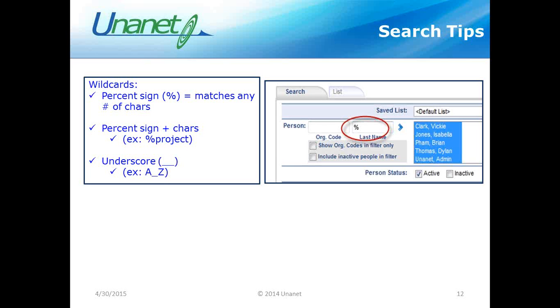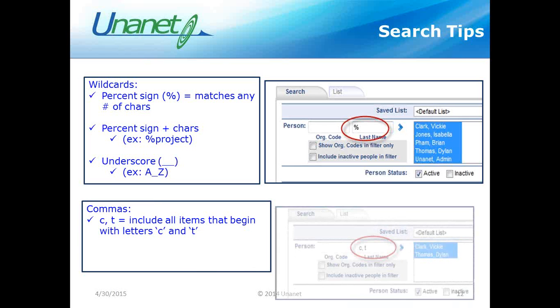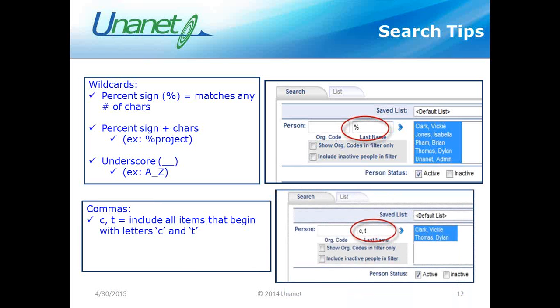Depending on your naming conventions, probably more appropriately with the project naming convention, you can take more advantage of these wildcard searches. You can also insert a comma in your search, so if you're looking for a last name that starts with C, T, it'll only show those last names that start with C and T. So do make sure that you take advantage of those search criteria in all your reporting options.